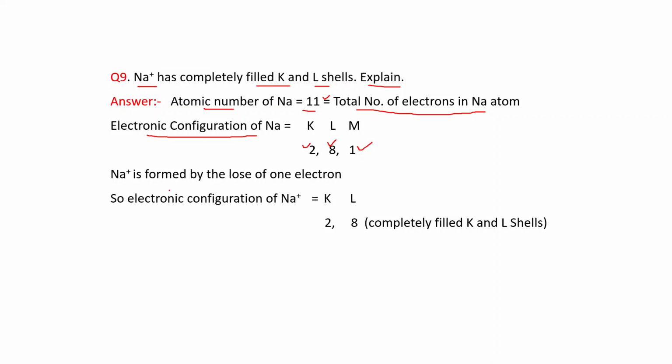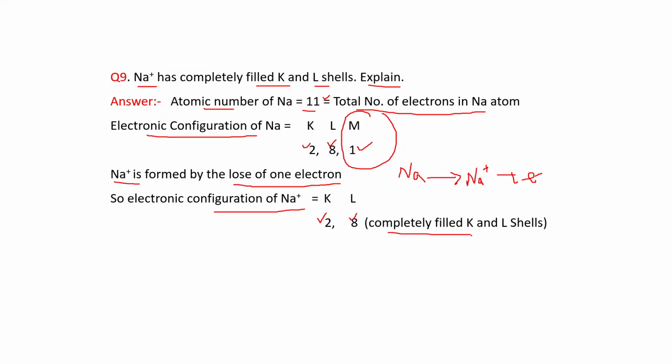And this Na plus is formed by the loss of 1 electron. You can write this is Na and this will convert into Na plus plus 1 electron. Now from which orbit is this 1 electron removed? This electron is removed from the M shell. That's why the electronic configuration of Na plus becomes: in the K shell 2 electrons, in the L shell 8 electrons, and these are completely filled. That's why we can say that in Na plus the K and L shells are completely filled.